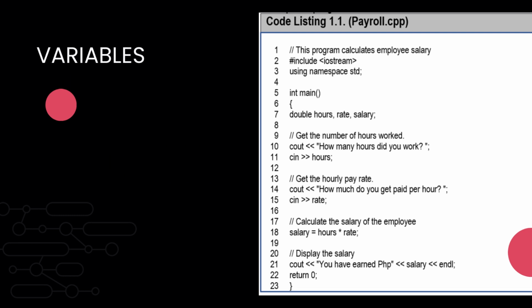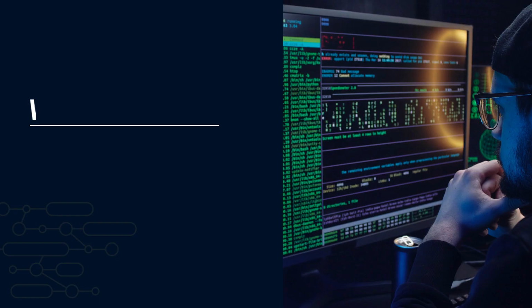A variable is a named storage location in the computer's memory for holding a piece of information. Notice that in the code listing, the words hours, rate, and salary appear in several places. All three of these are the names of variables. The hours variable is used to store the number of hours the user has worked. The rate variable stores the user's hourly pay rate. The salary variable holds the result of hours multiplied by rate, which is the user's gross pay.